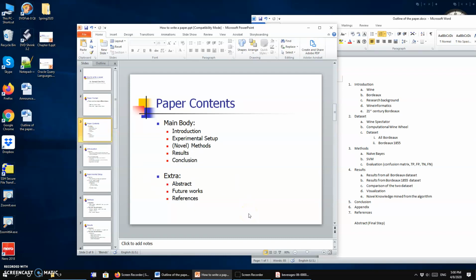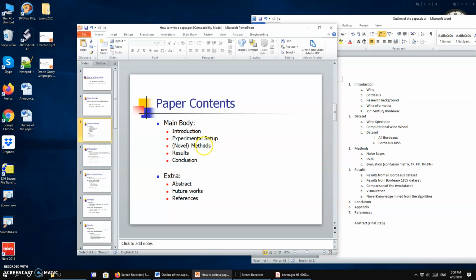The paper contains the main body as well as the extra parts. The main body, which is the one I showed you on the right-hand side, has the first 5 most important components, each one corresponding to one section, starting with the introduction. You want to talk about the whole idea of the research. Then you will look into how you prepared your experiment, how you prepared your data, that kind of stuff. And then it's about the algorithms.